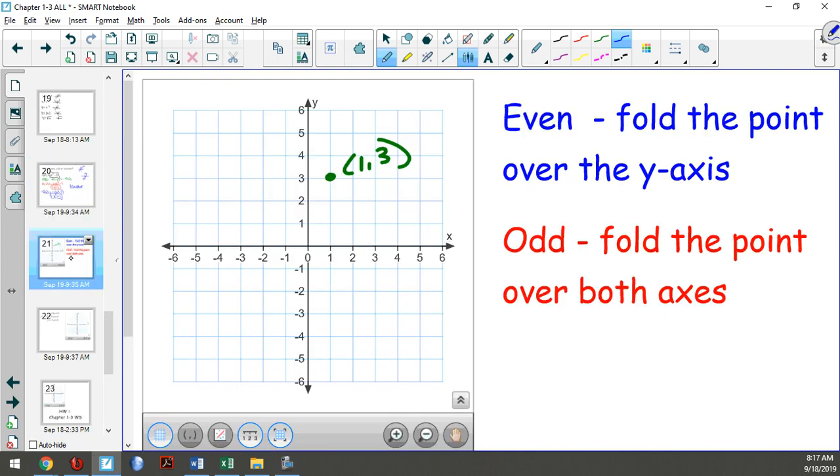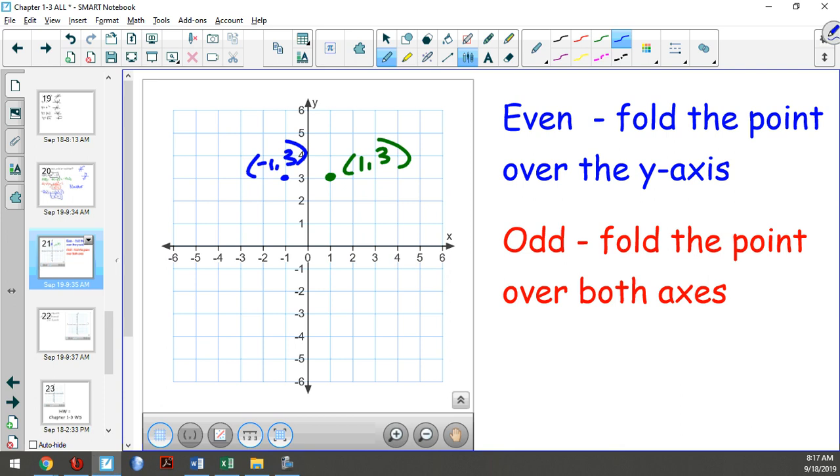Now let's talk about ordered pairs. These are like problems 17 through 20. If I give you this ordered pair and I say, hey, I have the point 1, 3. This is a point on my graph. And I'm telling you that my graph is symmetrical according to the y-axis, meaning it is an even function. If I'm an even function, I can fold this over my y-axis. Would you agree? So what will be the even function point? Excellent. -1, 3 is going to be my even function point.